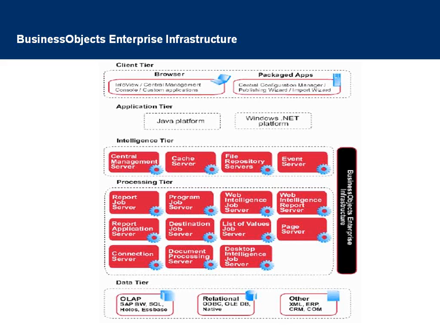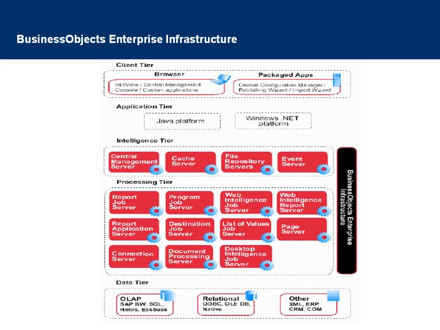Then we have the connection server. Sorry, the list of values job server. This list of values job server is mainly used by your prompts, which are created as variables in SAP BO. If you create a variable, you will get a prompt whenever you refresh the report, to accept inputs from the user. There you will have the list of values coming up from the database. Whenever you click on the values, you will see the whole list of values.